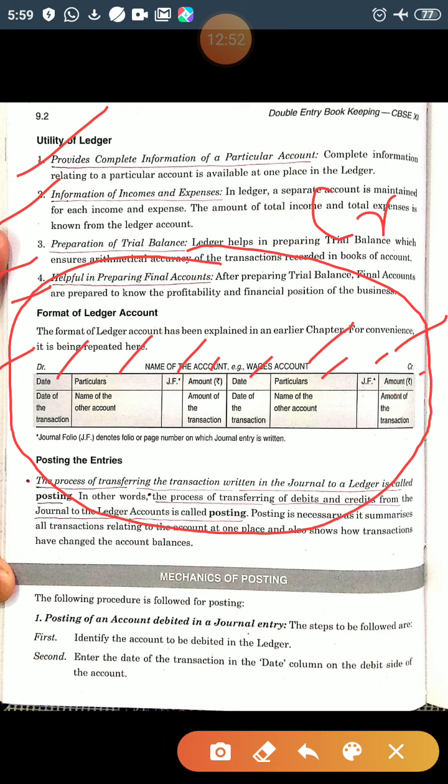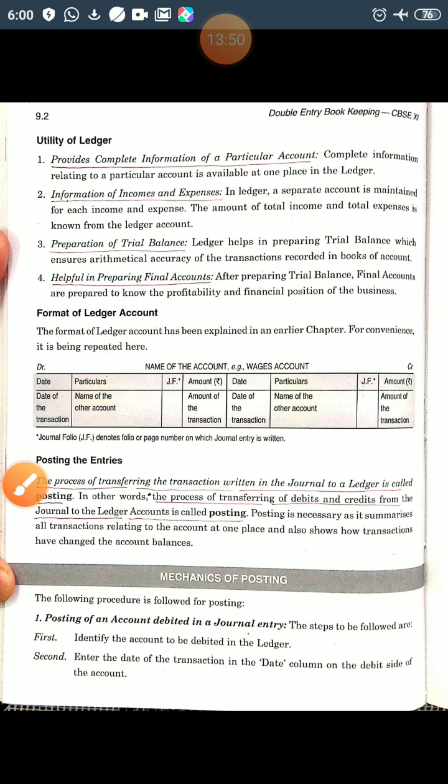In the date column you will mention the date of the transaction. In the particular column you will write the name of the other account. Suppose the wages account was debited, so you will enter the amount on the debit side, but the name you mention here is the opposite account, which is credited against the wages account. That will be written here, the name of the other account, with the prefix 'To'. The journal folio is the page number in the journal from where you are posting this entry. And the amount of the account which is debited will be entered here. So this is the format.